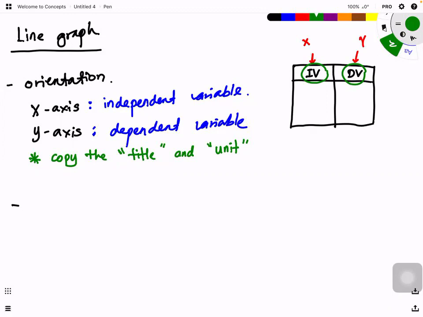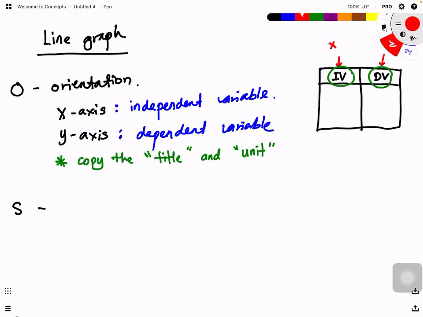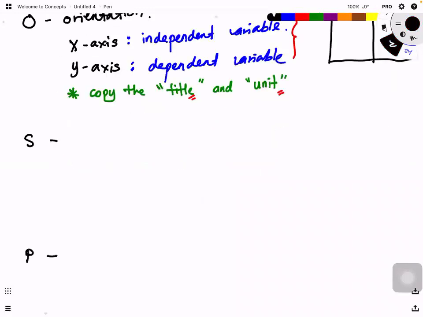1 mark for orientation. So what is this 1 mark for? 1 mark is actually for correct labeling of the x-axis and y-axis, together with the correct name of the title for the x-axis and the correct title for the y-axis with the correct unit. Are you clear? So you copy exactly, then you gain the first mark. Okay, second mark. What is the second mark? Second mark is called skill.